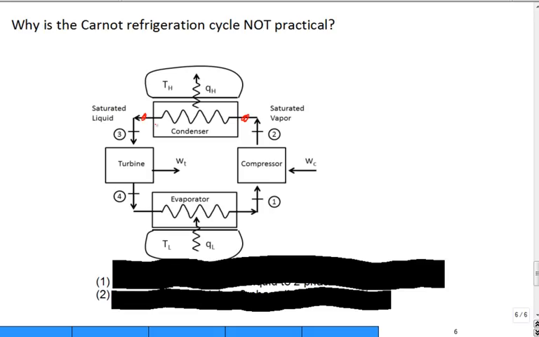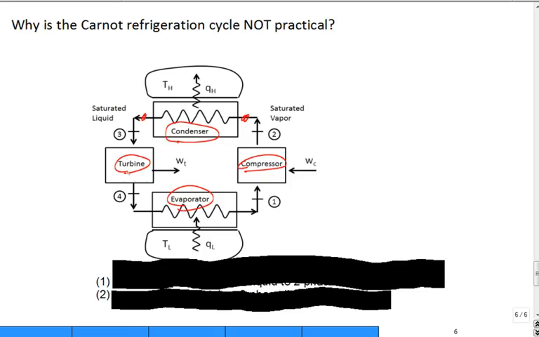Somebody says, okay, I want you to go and build each of these components or purchase them. Do you think you could do a pretty good job of designing and building a condenser? It's just a heat exchanger. How about an evaporator? It's just a heat exchanger. How about a compressor? How about this turbine? Look at the inputs and outputs of both of those, the compressor and the turbine. What do you got?